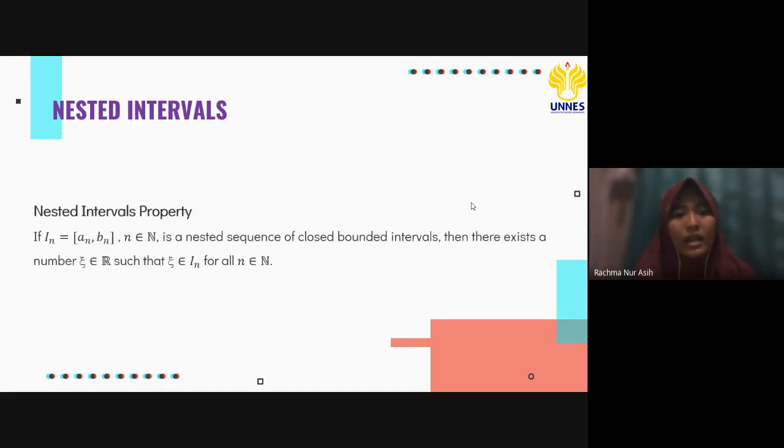And then there is the nested intervals property. If In equals the closed interval from An to Bn, for n an element of the natural numbers, is a nested sequence of closed bounded intervals, then there exists a number C, an element of the real numbers, such that C is an element of In for all n in the natural numbers.